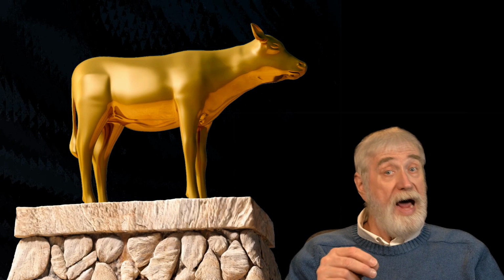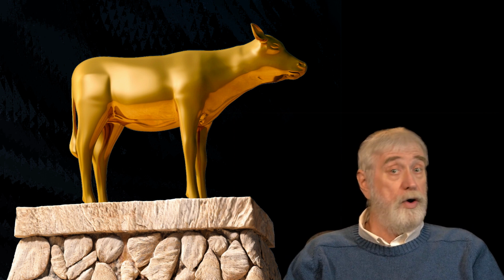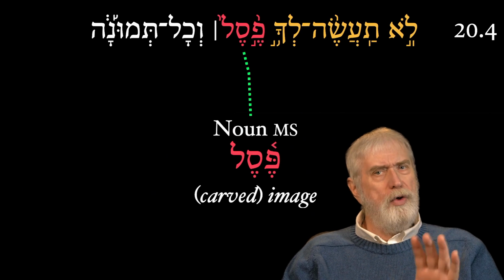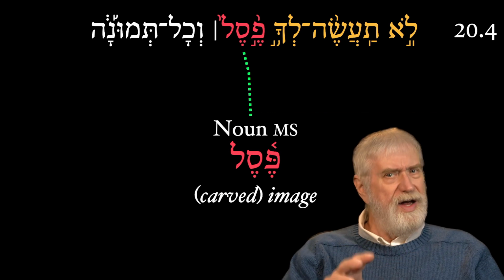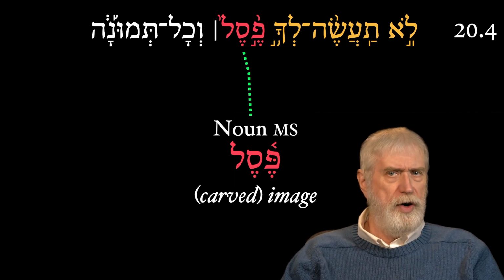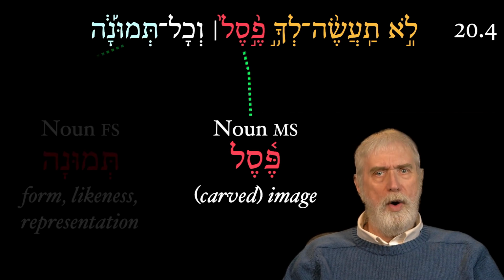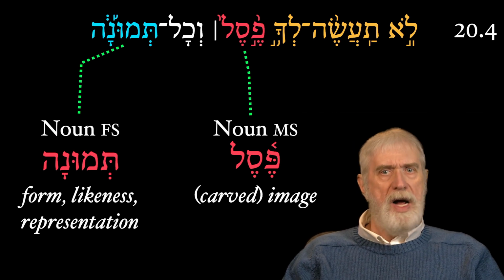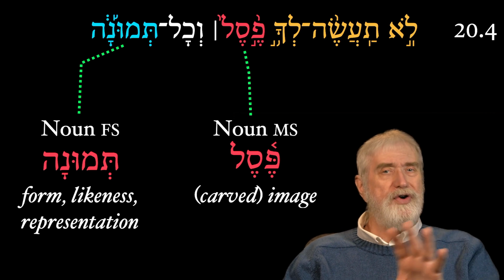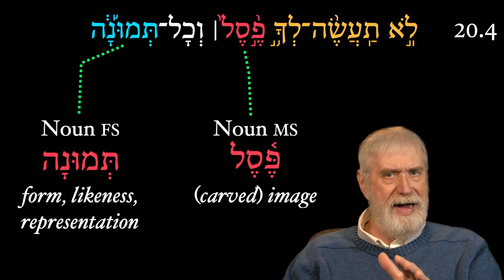Similarly, the golden calf that the Israelites made in Exodus chapter 33 was made of carved wood that was then covered with gold leaf. But even though the word for a carved image is used here, the emphasis really isn't on the carved nature of the image. And the next phrase makes that clear by adding the words wakaltumuna, or any likeness. The Hebrew tumuna refers to the physical likeness of a thing without any regard for how it's made.